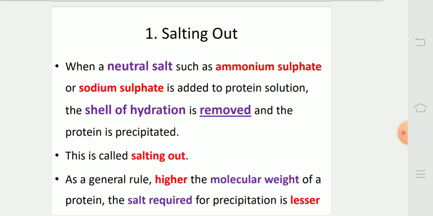First, salting out. When a neutral salt such as ammonium sulfate or sodium sulfate is added to the protein solution, the shell of hydration is removed and the protein is precipitated. This is called salting out. As a general rule, the higher the molecular weight of a protein, the less salt is required for precipitation.